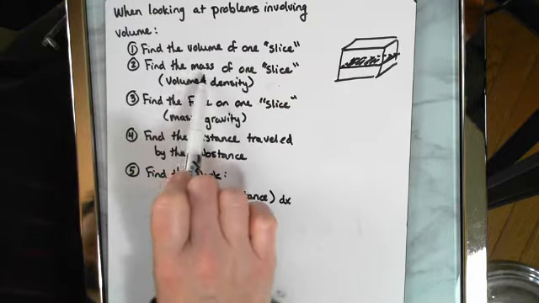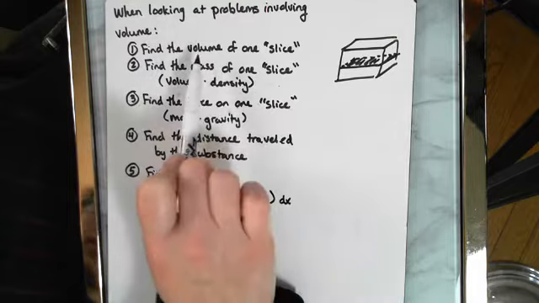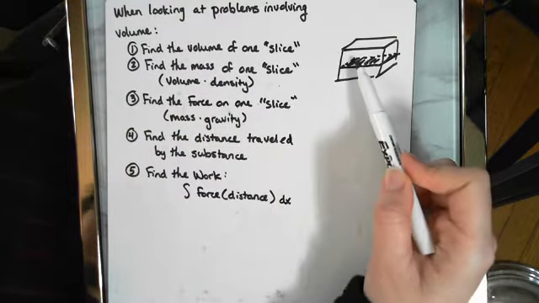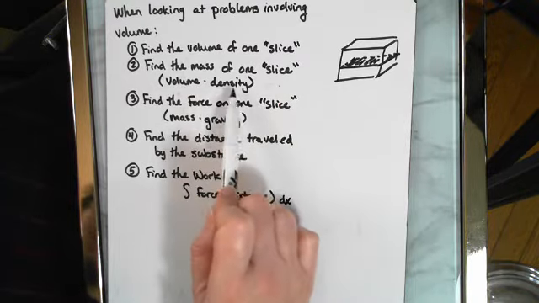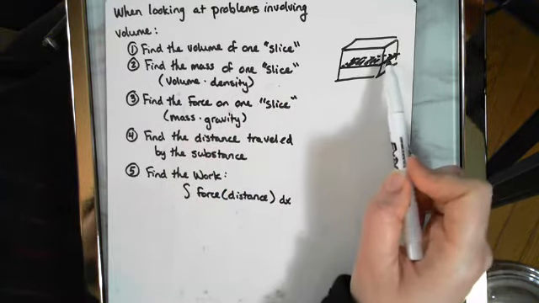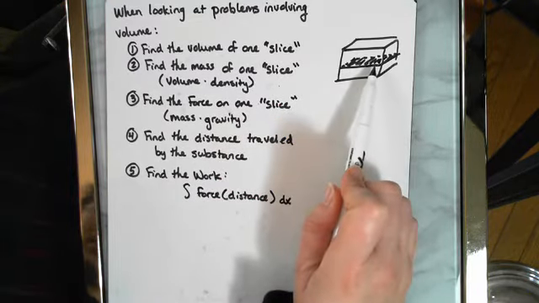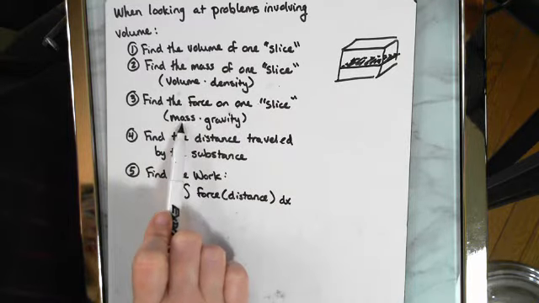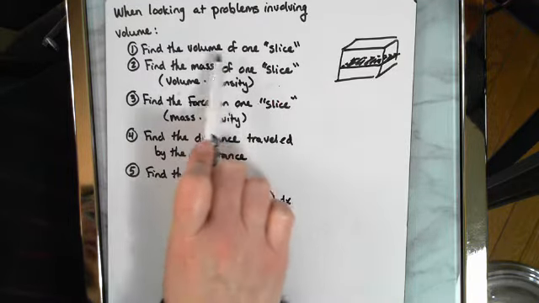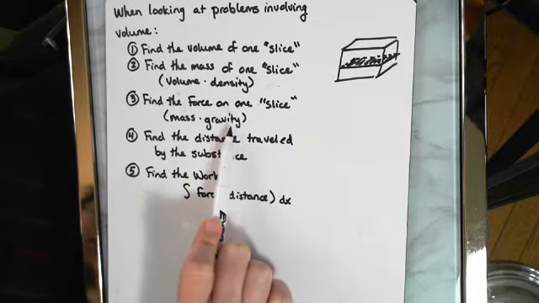Okay, then we need to find the mass of that slice, so that then we can find the force on it. So find the volume of one slice. Basically that's going to be almost the area of one of these slices. The mass of it is volume times the density of it, so how much material it has in it, the density of that material. Then you find the force on it, and that's mass times gravity. So we take the volume times density times gravity, and that's going to be the force.